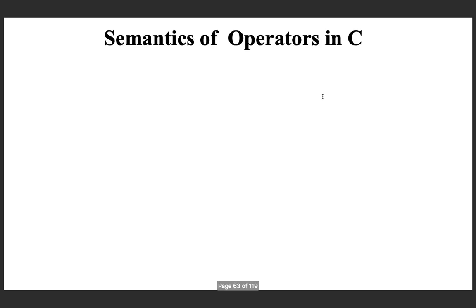Now we have just finished the discussion on operators supported by the C programming language. Now we are going to formally look at the semantics or the meaning of operators in the C programming language. What is the meaning? Semantics of operators. Just look at this expression. What is it? It is saying multiply 2 and 3 and then you are also adding 4.